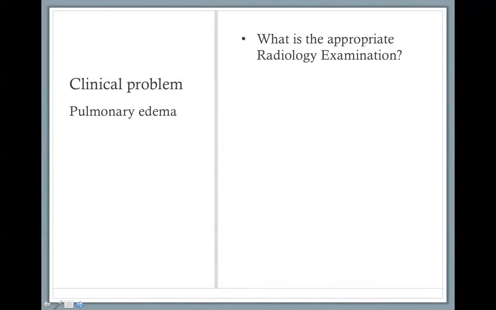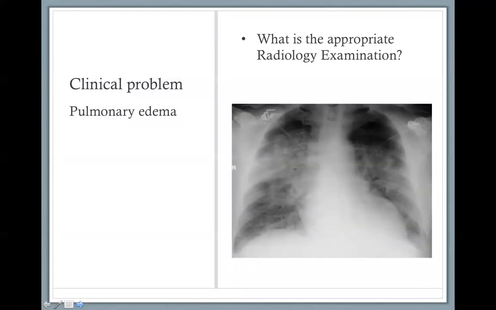Why CT? What are you looking for? You're looking for fluid, right? And you can easily see that on X-ray. So this is an X-ray of a patient who has pulmonary edema, bilateral perihilar opacity. So these are the white areas here. You can see blunting of the costophrenic angle. That means he has small pleural effusions.